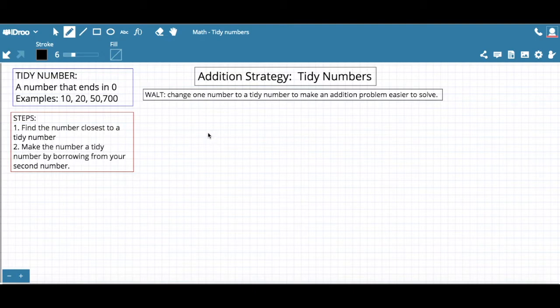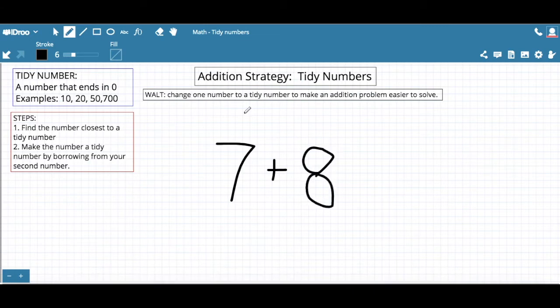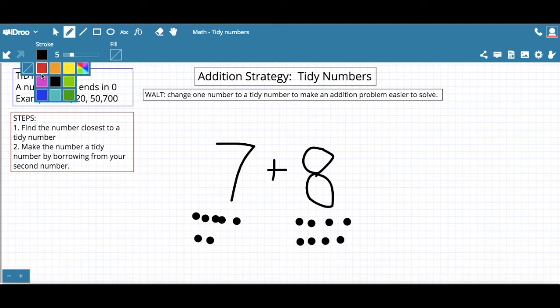Okay, so if we had 7 plus 8. And if you need, you can always, just for now, draw your 7, and your 8. So I've got my 7 and my 8 over here. What I need to do is change one number to a tidy number, because that's going to make it much easier to solve.